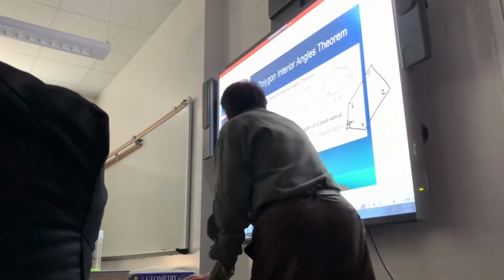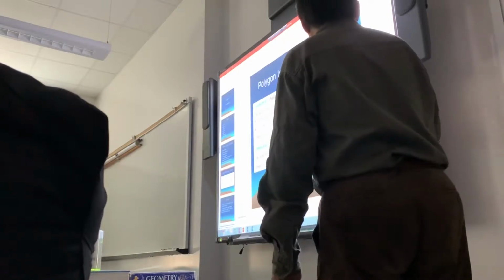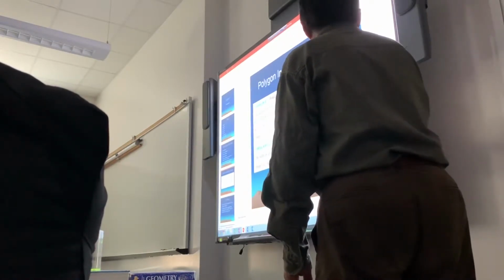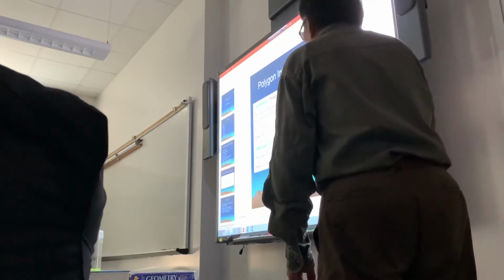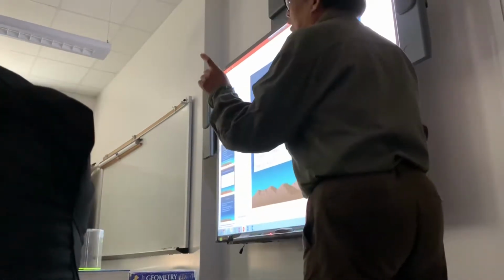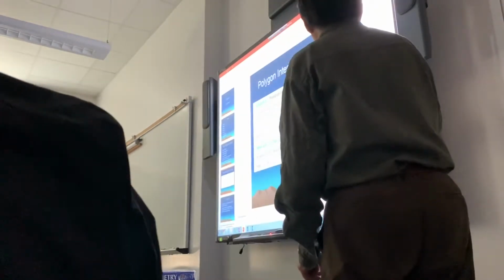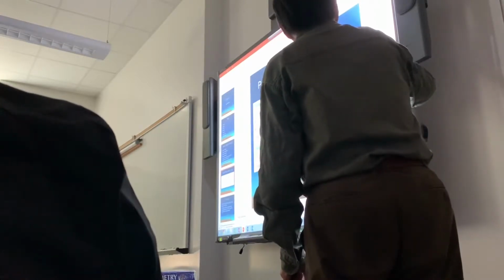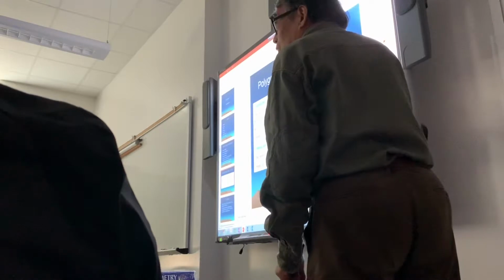You can divide this pentagon into triangles: 1 triangle, 2 triangles, 3 triangles. Each triangle has 180 degrees. We have three 180s. We have 540 degrees, which is angle 1 plus angle 2 plus angle 3 plus angle 4 plus angle 5.